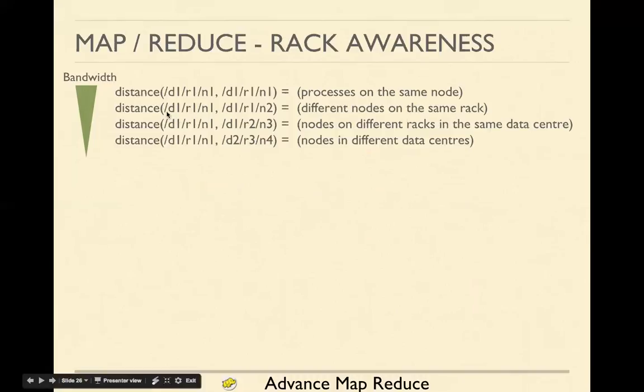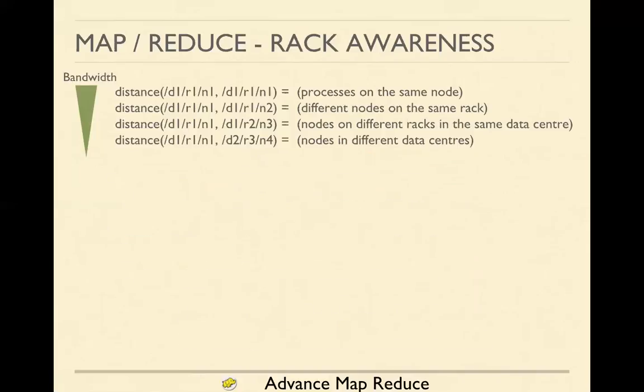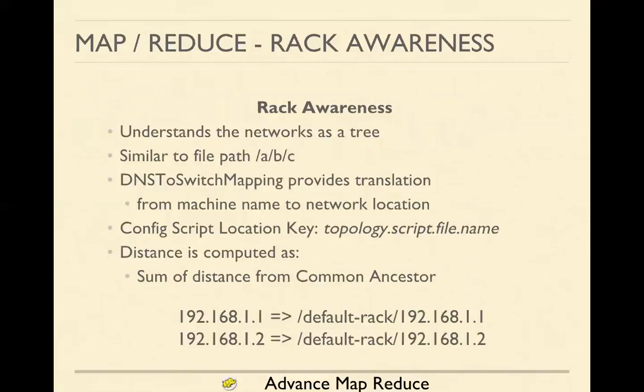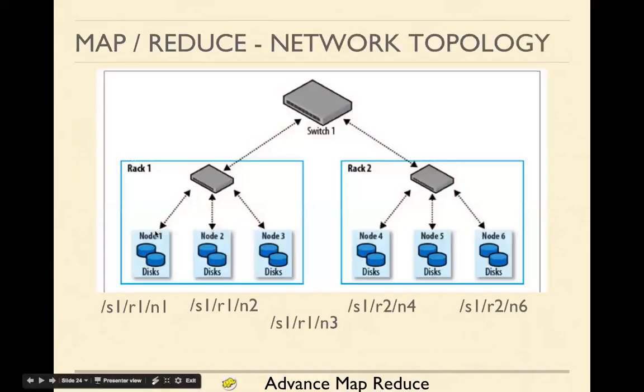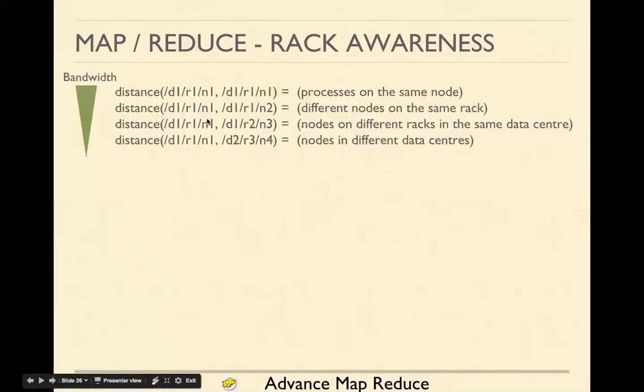What is the distance between node 1 and node 2? Going back to the diagram, node 1 and node 2 will go till the common parent and then come down. 2. That's right. So the distance between node 1 and node 2 is 2.